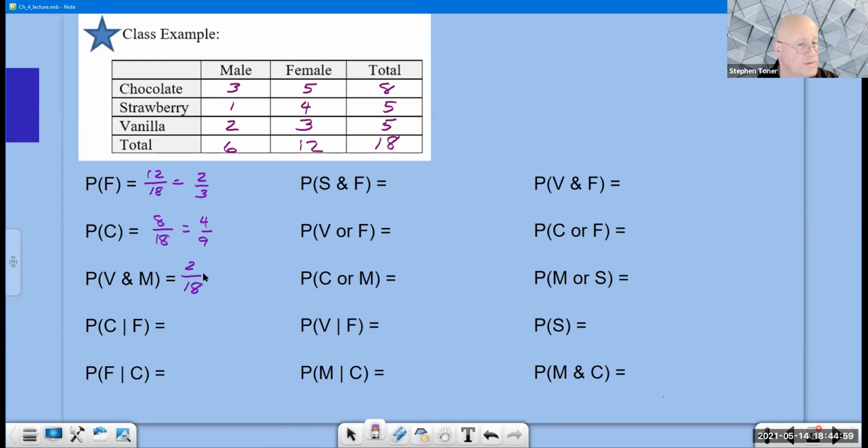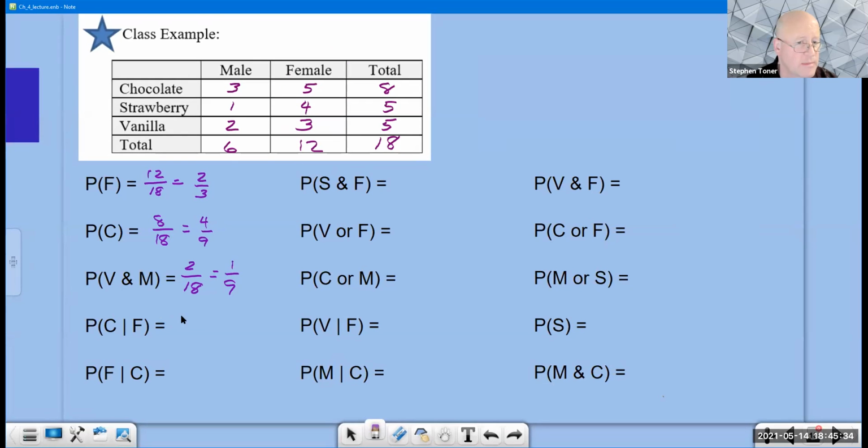For the next one, oops, and that will reduce to 1/9. Now, these next 2 are very related to each other. What's the probability the person wanted chocolate given that they were female? If I say given that they're female, I'm telling you that the person came from the female column. I'm telling you it's out of those 12 people. Out of those 12 people, how many wanted chocolate? Answer, 5 out of those 12.